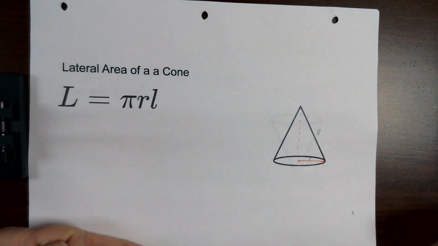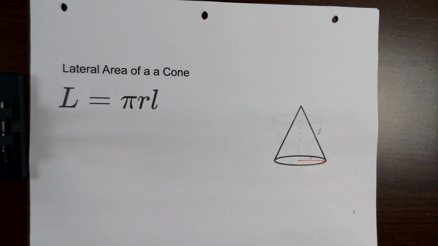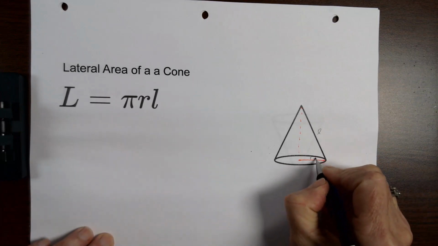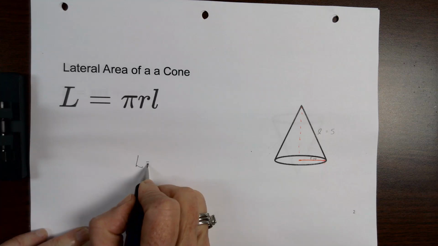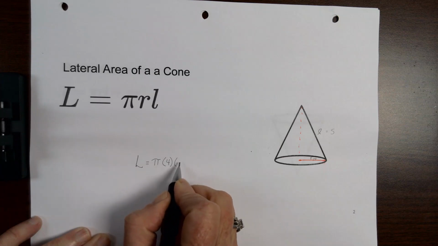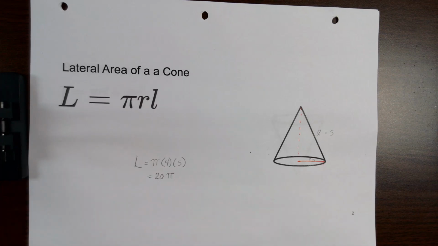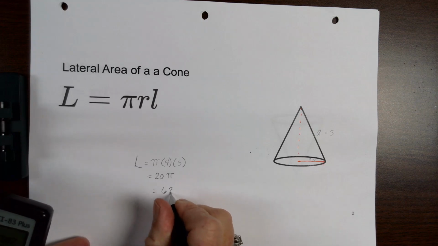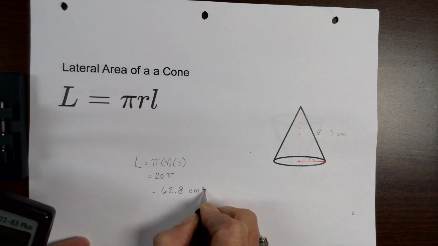Of course, that's your radius. So in this particular situation, if the radius is equal to 4, and let's say the slant height is equal to 5, all I do is I plug it in. Now this is lateral area, so it's pi times 4 times 5, so I have 20 pi, which of course you can get a value for. 20 pi is going to give you approximately 62.8, and let's say these were centimeters, it would be centimeters squared.